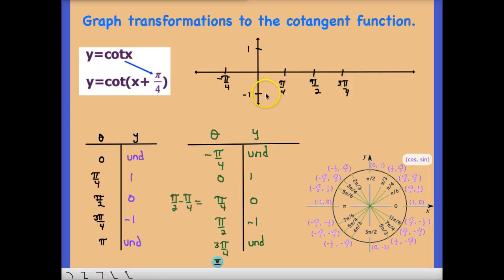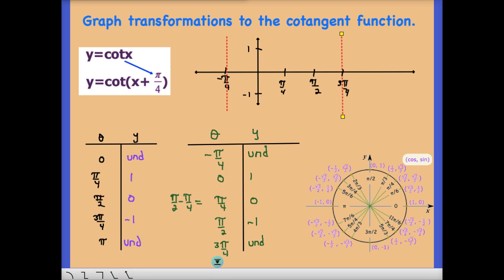Now we're ready to plot our points. We have our axes labeled. Remember, the first step is to plot your asymptotes. So we have one here at negative pi over 4, and we have another one here at 3 pi over 4. And that will assist us by guiding our end behavior.